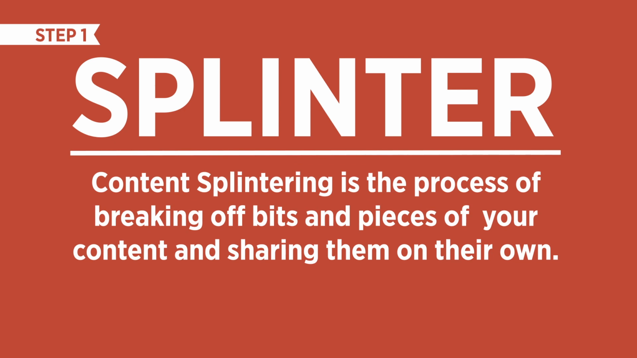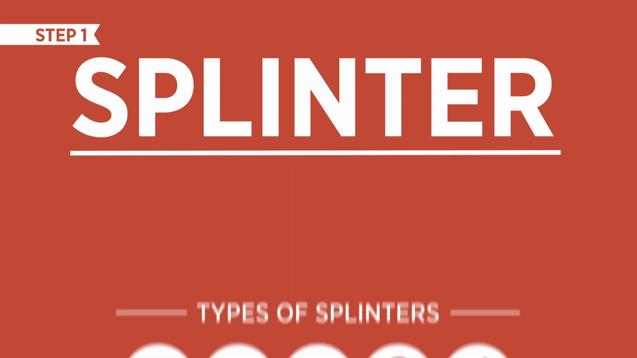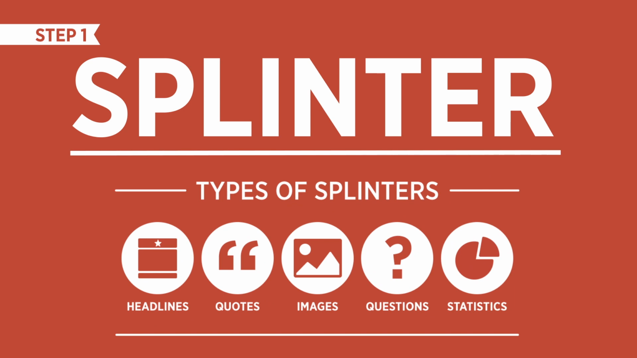Step 1, you want to splinter your content. Content splintering is the process of breaking off bits and pieces of your content and sharing them on their own. That can mean headlines, quotes, images, questions, or even statistics. You want to use every piece of meat from the buffalo and get that in front of as many people as possible. The goal here is so that people don't become blind to your content when you're sharing it over and over again, and you always want to plan on putting it in front of new people and keeping their interest.